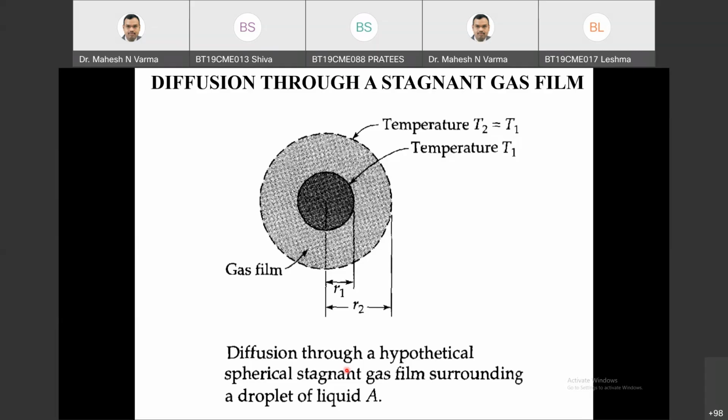To compare experimental observation with theoretical observation, there are so many assumptions. Similarly, this hypothetical film is considered around this droplet, and it is assumed that overall resistance to mass transfer is taking place in this film only. There is no resistance to mass transfer after this. It means that the bulk concentration is constant. The gas is flowing over this, and the temperature in this film is constant.